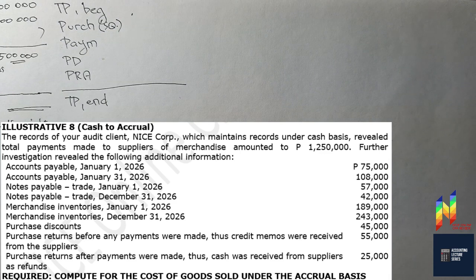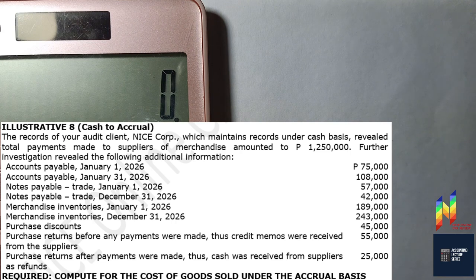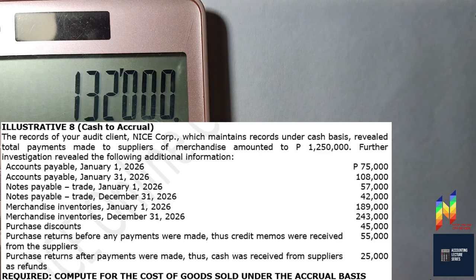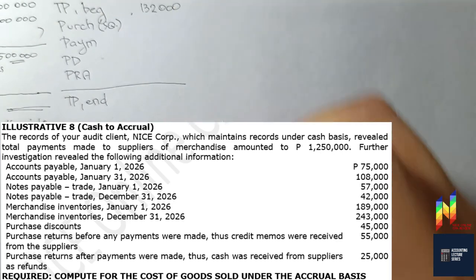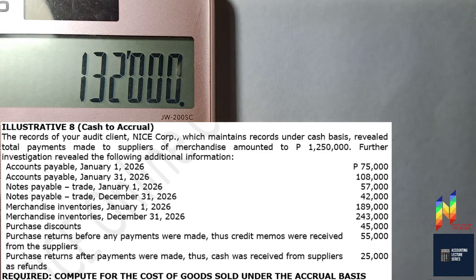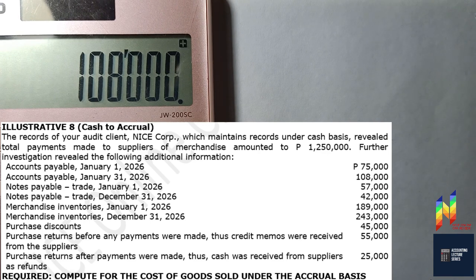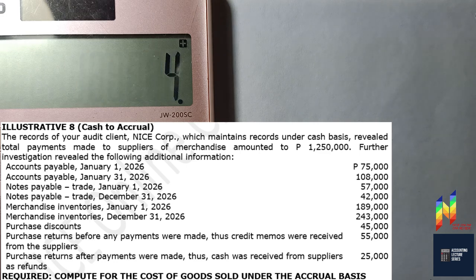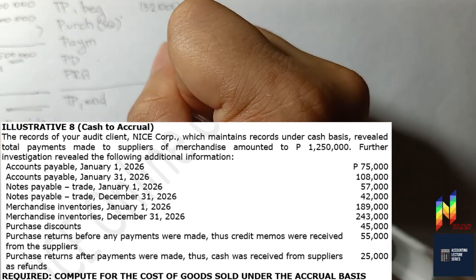So, trade payables at the beginning is equal to the accounts payable at the beginning of 75,000 plus the notes payable trade at the beginning of 57,000, or this is equal to 132,000 pesos. Trade payables at the end, on the other hand, is equal to the accounts payable at the end of 108,000 plus the notes payable trade at the end, which is equal to 42,000. Or this is equal to 150,000.